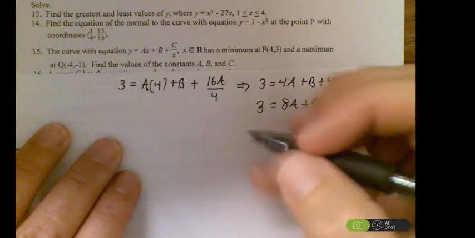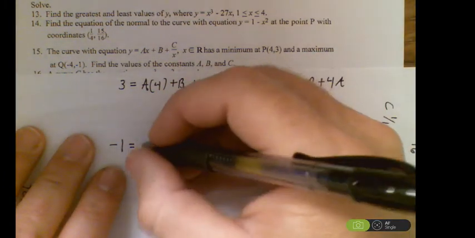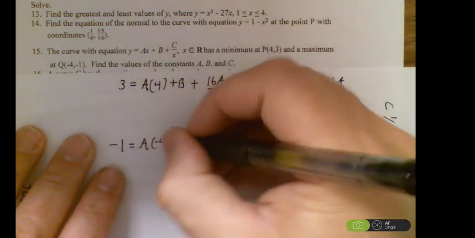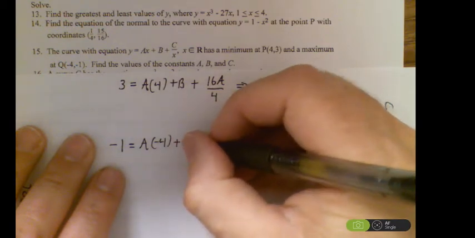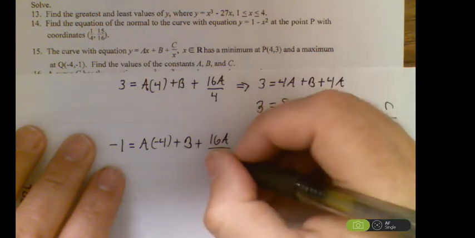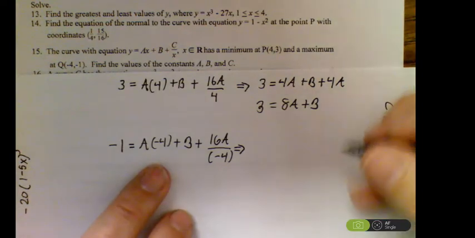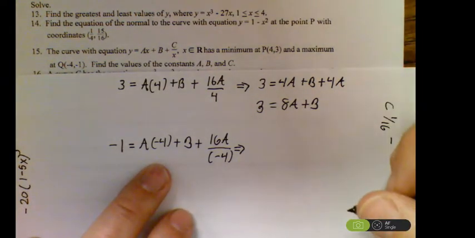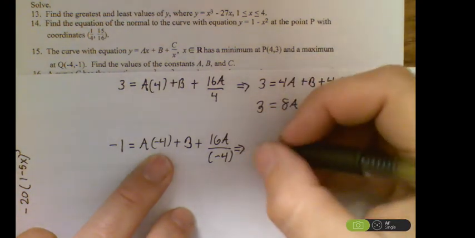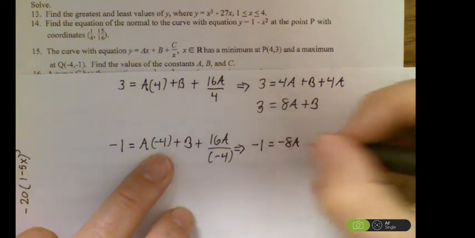So now taking point Q, plugging in a -1 for y, and a -4 for x. So again, just doing a little cleanup on that one the same way I did on the one above it. So that's going to be -4a. This would also be -4a, which means it's going to be -8a. So -1 equals -8a plus b.